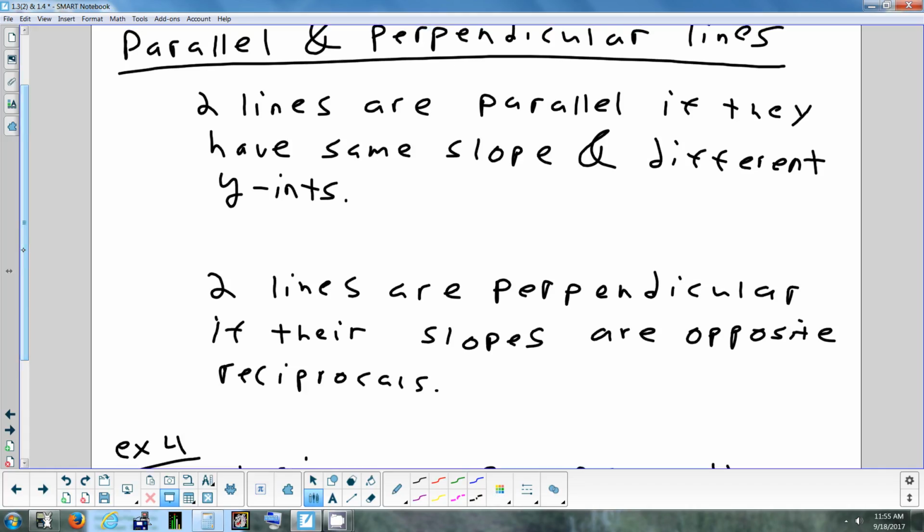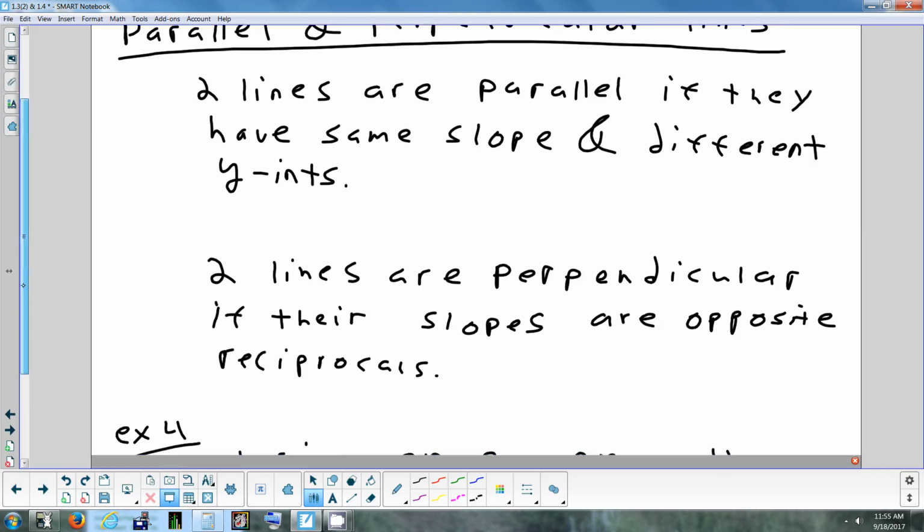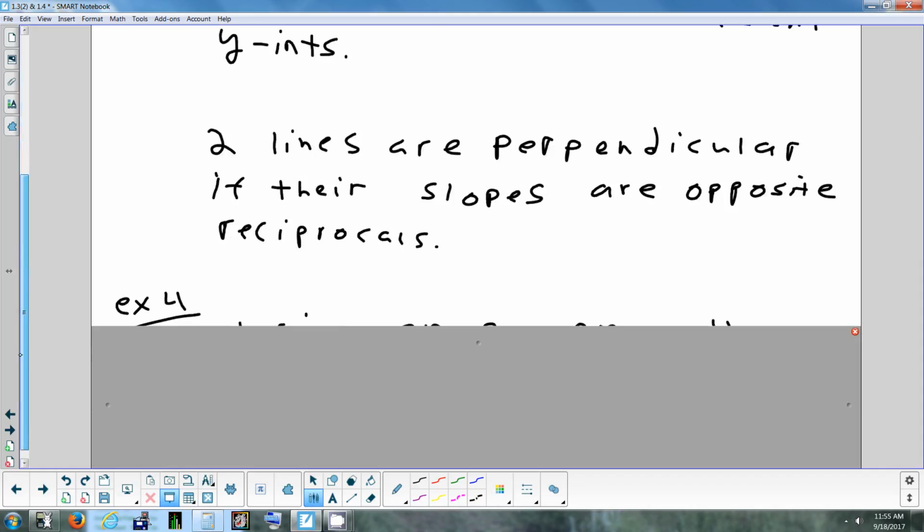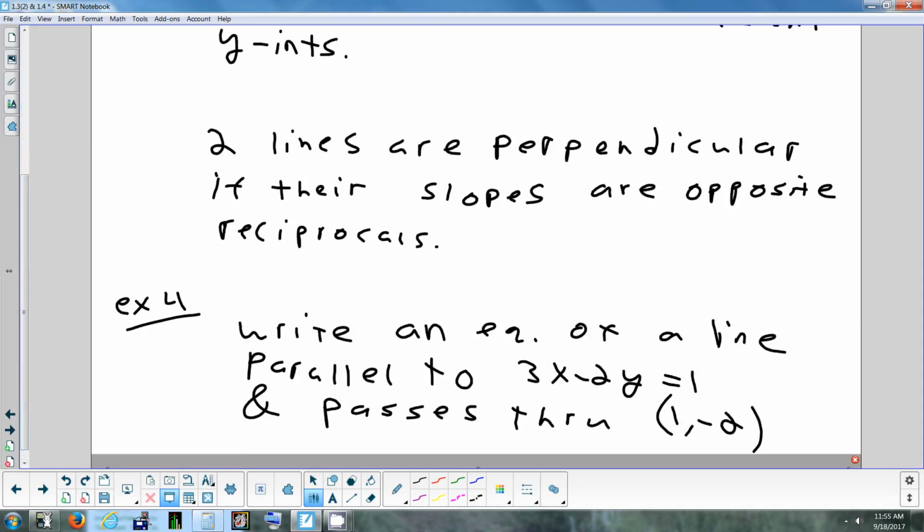Okay, so the kind of question you would see on this would be very similar to the problem we just did. It would say something like, find an equation of a line. This time I want it to be parallel to that line. And the new line that I find, I want it to go through the point 1, -2.